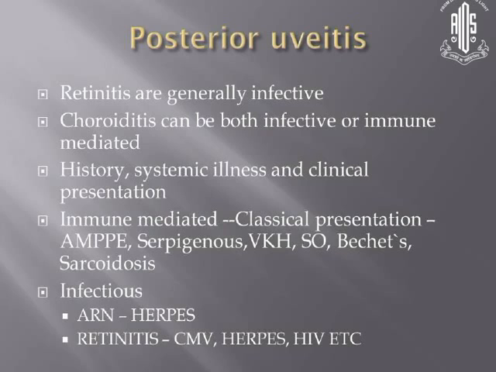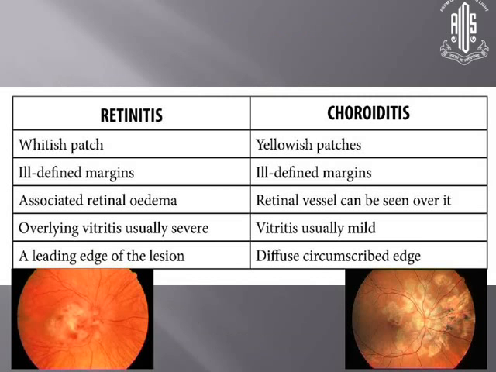And in the presence of an HIV patient, retinitis is much more common, which is generally infective because the patient is immunocompromised. So to differentiate between retinitis and choroiditis, retinitis looks more whitish, has a lot of hemorrhages, has ill-defined margins, and there is a severe overlying vitritis. Whereas choroiditis is yellowish, with ill-defined margins, and retinal vessels can be seen over it. Vitritis is either absent or very mild.